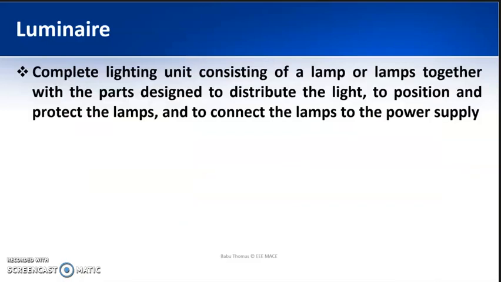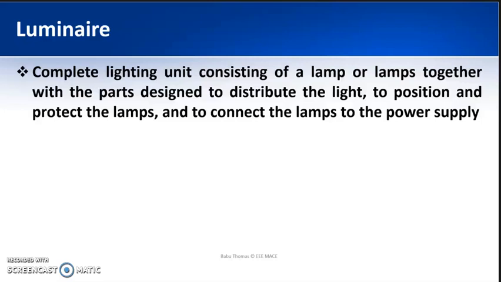Next is the luminaire. A luminaire is a complete lighting unit consisting of a lamp or lamps together with the parts designed to distribute the light, to position and protect the lamp, and to connect the lamps to the power supply. So whatever you see for fixing a particular lamp, the system is designed to distribute the light in different directions. It may be an upward lighting, a downward lighting, or a concealed lighting. So it will be distributing the light in the manner which we require.